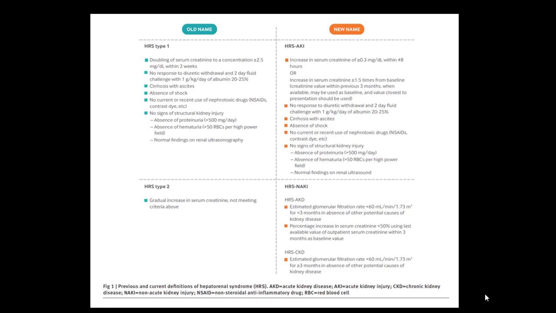Now the classification of HRS was type 1 and type 2, which has now changed to HRS AKI and HRS non-AKI. Non-AKI is further classified as HRS acute kidney disease and HRS chronic kidney disease. So what do we have? You are able to read? I don't think so.